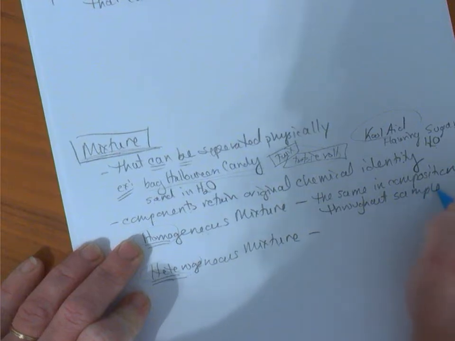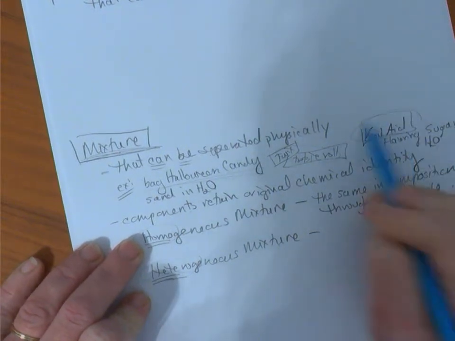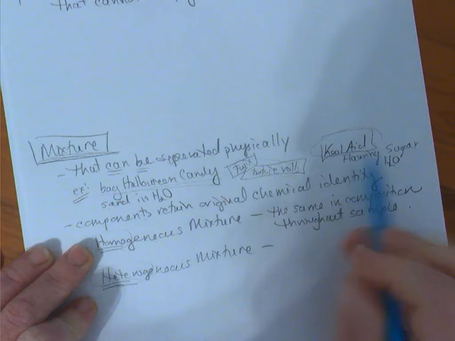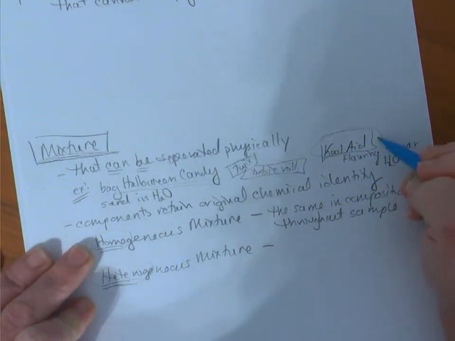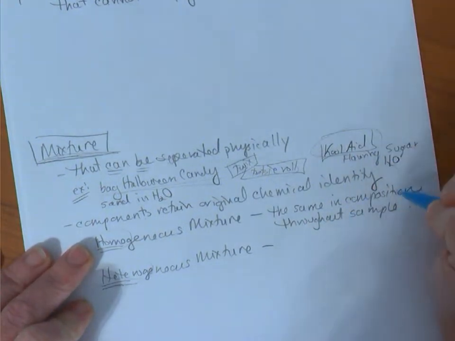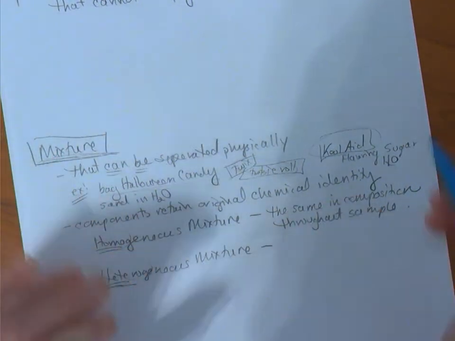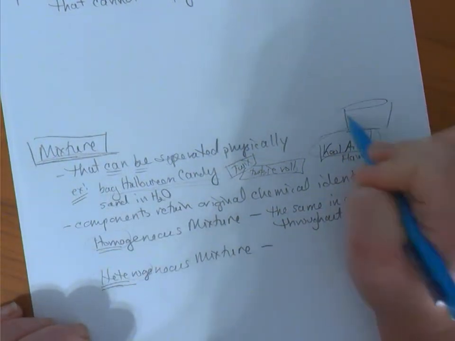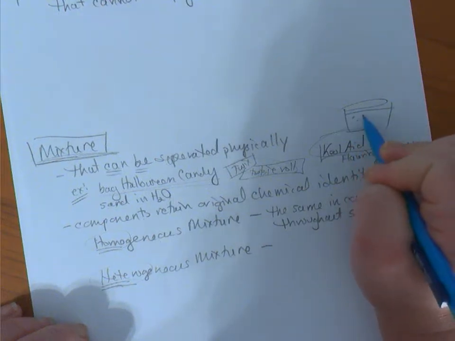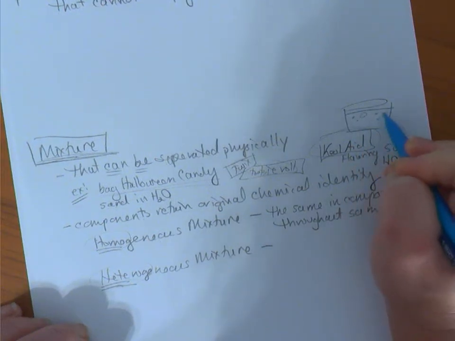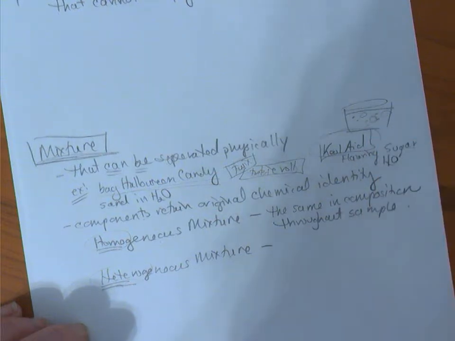So, for example, the Kool-Aid. Now, if you've made it per the directions, your first sip, your 50th sip, the 100th sip should all be the same. If we looked at it under a microscope, there should be an equal distribution of sugar and flavoring and water, sugar and flavoring and water, sugar and flavoring and water.